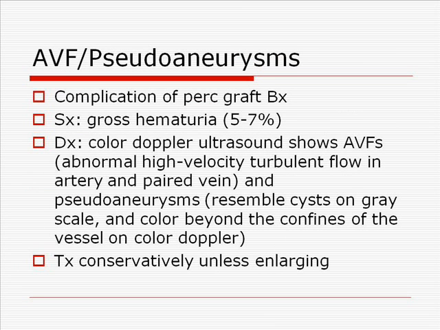Arteriovenous fistulas and pseudoaneurysms can often be seen after percutaneous graft biopsy. Arteriovenous fistulas are due to simultaneous laceration of a renal artery and vein branch on biopsy, which then form a high flow fistula. It can present with gross hematuria 5 to 7% of the time. It's usually self-limiting, and most spontaneously thrombose on their own, but it can cause massive and persistent bleeding.